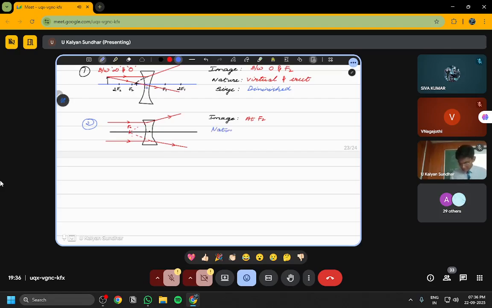Nature என்ன சார்? சேம் சைட்ல தானே ஃபார்ம் ஆகுது. So it will be same, virtual and correct. And what about its size? Point size or highly diminished.